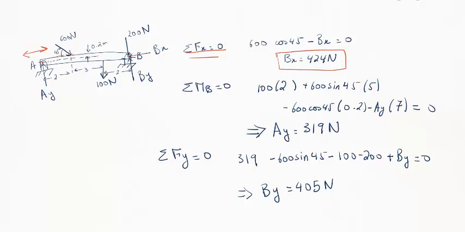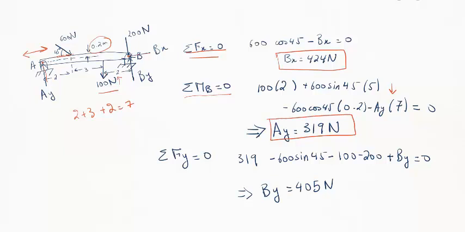And now, to get Ay, we can do the sum of the moment about point B. So we have the force 100 times 2 plus the 600 cosine 45 times this 0.2, and we have the reaction Ay times the total distance, which is 2 plus 3 plus 2, which is 7, and this is the number over here. So if we solve this equation, we get Ay to be 390 newtons.